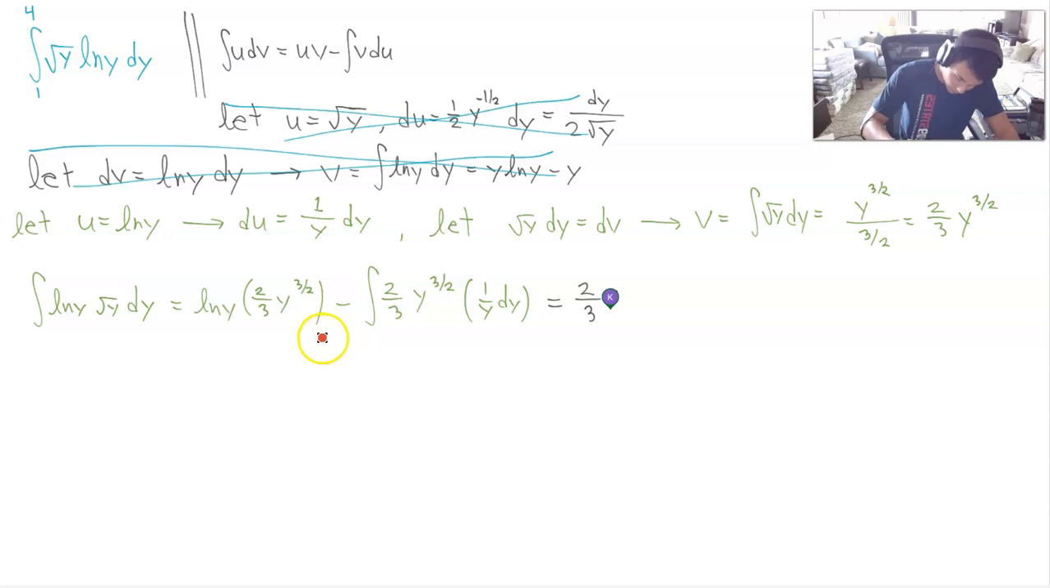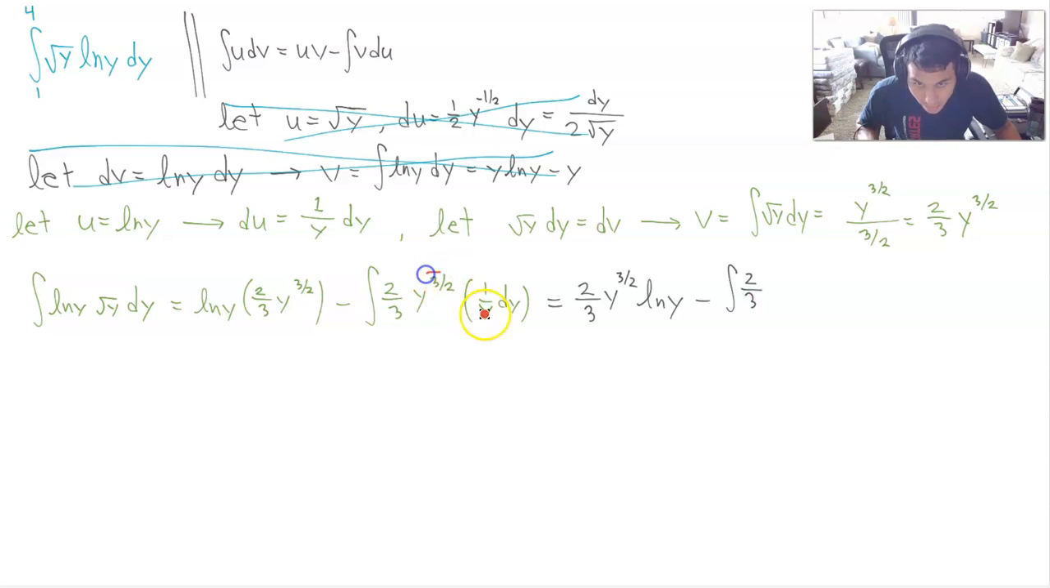I'm just going to put this guy in the front here. 2/3 y 3/2 ln y minus, and we can see that we can pull the 2/3 out. We don't really need to do that. We'll keep it in there. Maybe it'll cancel out. So this is y to the 3/2. This is y to the 1 right down here. So it's 3/2 minus 1, 3/2 minus 2/2, which is y to the 1/2 dy. Okay, so this is our new integral, and this is a lot easier to do.